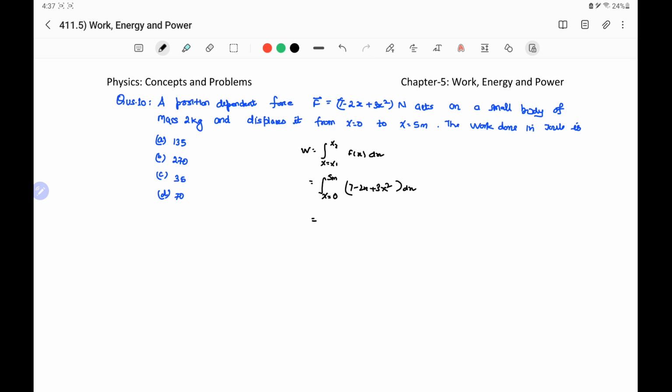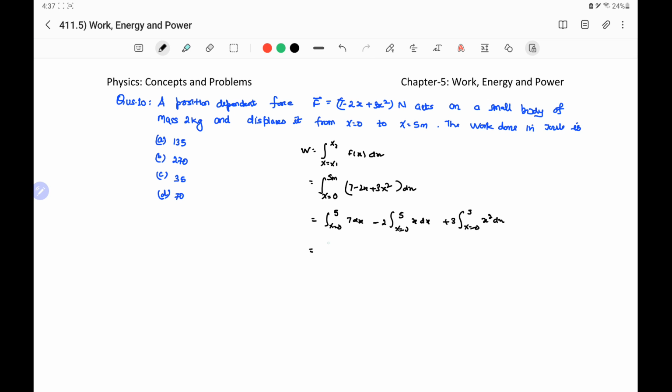Because integral of sum is sum of integrals, so we can write it as integral x equal to 0 to 5 7 dx minus 2, which is constant so it is taken out of the integral, integral x equal to 0 to 5 x dx plus 3 into integral x equal to 0 to 5 x square dx.